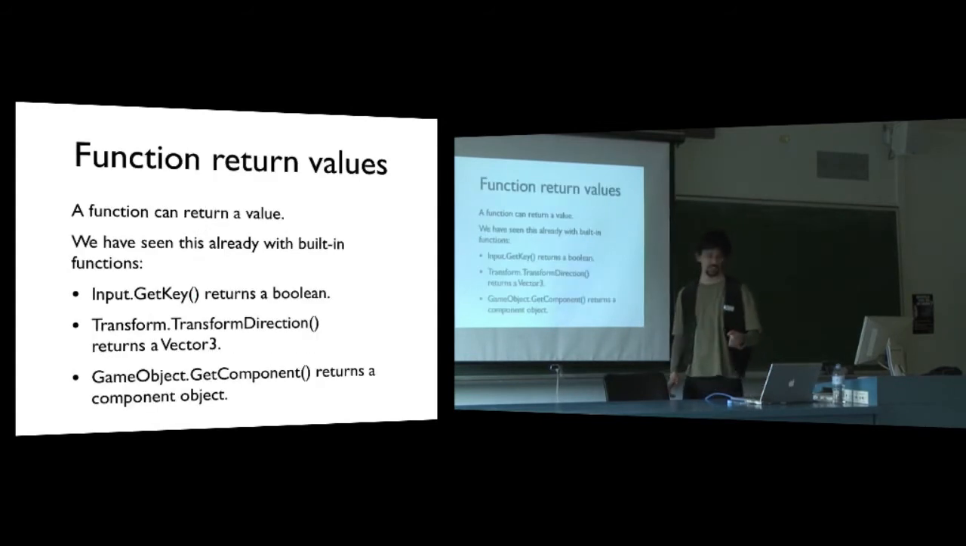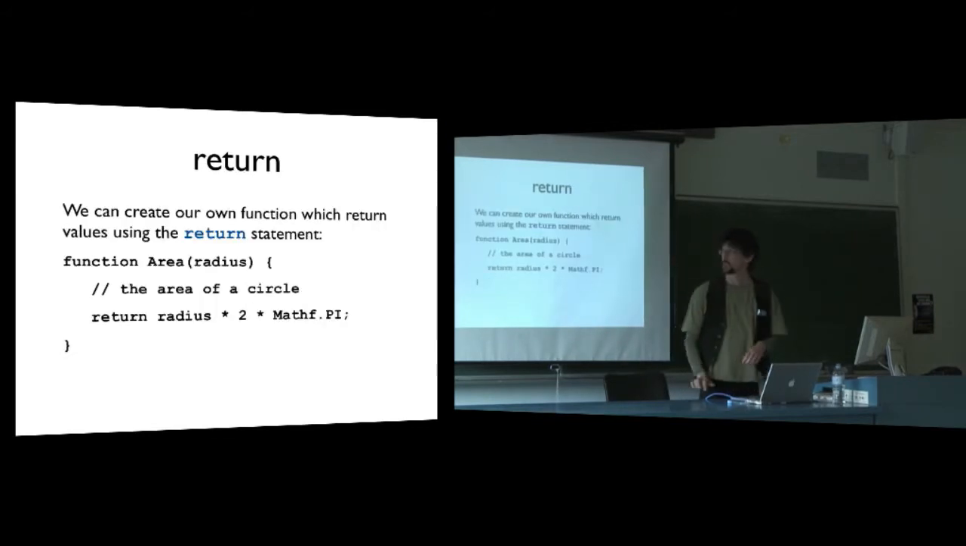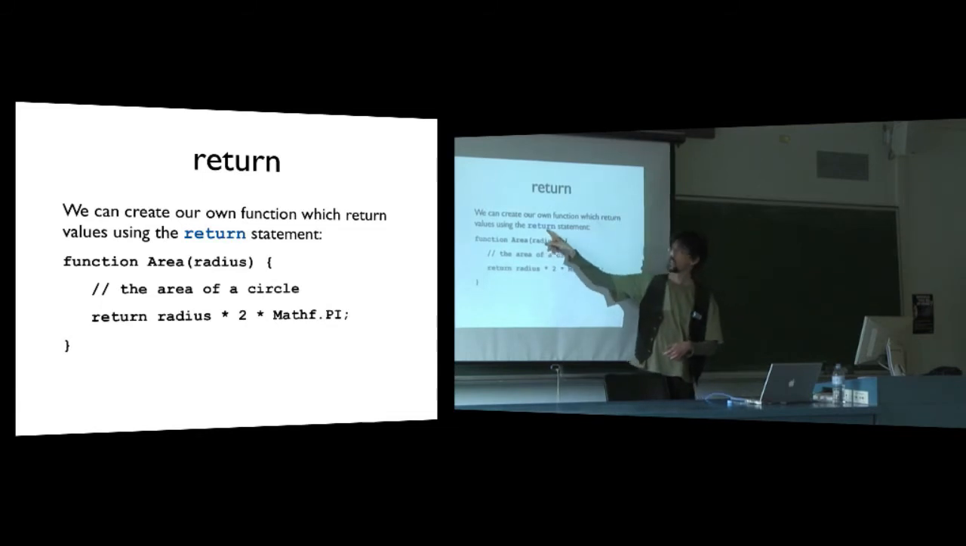The thing that we noticed that was different this time was we were talking about function return values. Now we've already encountered this. We've used lots of different functions that return values. getKey returns booleans, transform direction returns a vector, getComponent returns a component object. But what I showed you was how to write your own function that returns a value. And the key thing here is the use of the return statement, which is return and then the value that we want to return, the number or the object or whatever type it is that we want to send back.